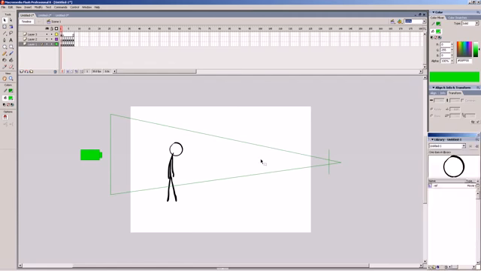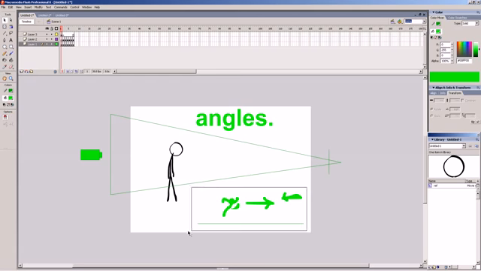Today we're going to be talking about angles. Most of you have been doing 2D animations, like the wall, and then have a stick run. That is a stick running. He goes left, some sticks go right, all of that stuff. How to do angles, though? It's basically how you see things in perspective.